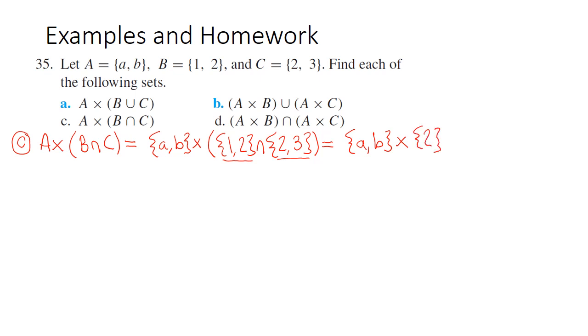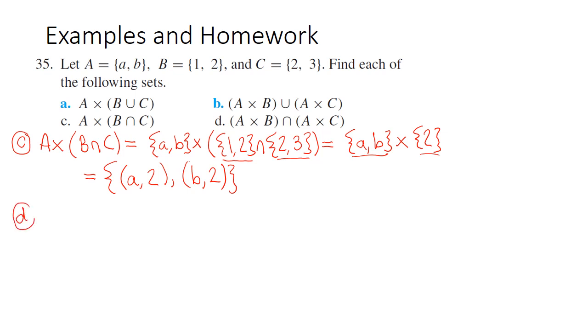Okay, and now I'm just doing the Cartesian product of the set {a, b} with the set {2}. So this is going to be all ordered pairs, where the first thing in the ordered pair comes from the first set, and the second thing in the ordered pair comes from the second set. So these are my only 2 ordered pairs that I can make. And that's it. Let's try part D.